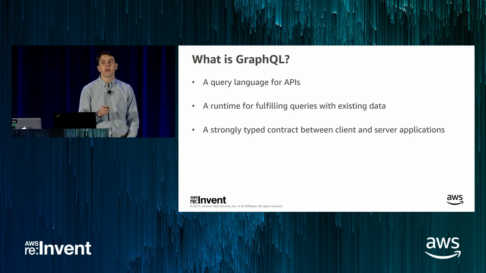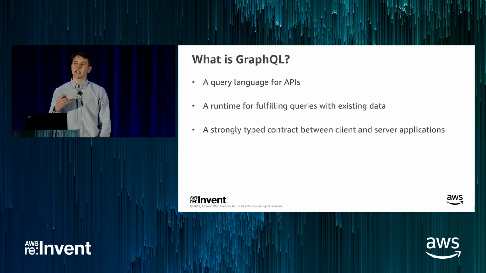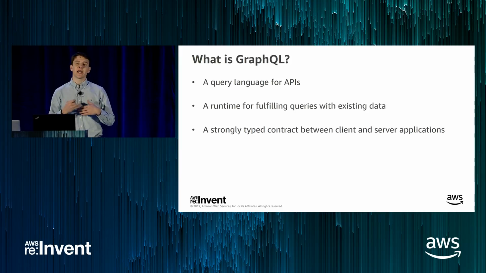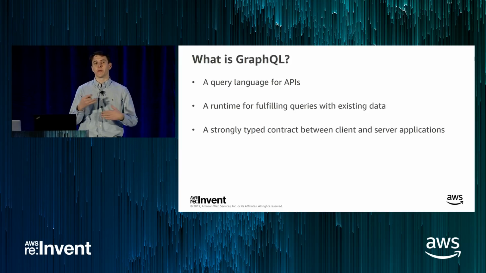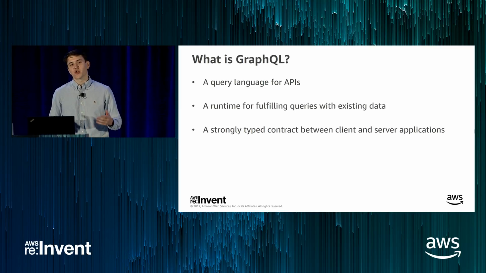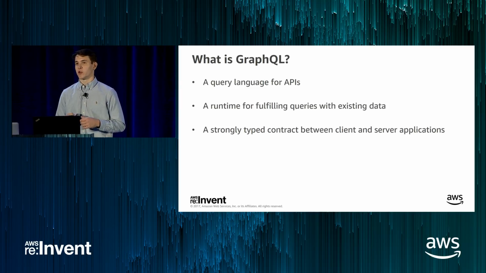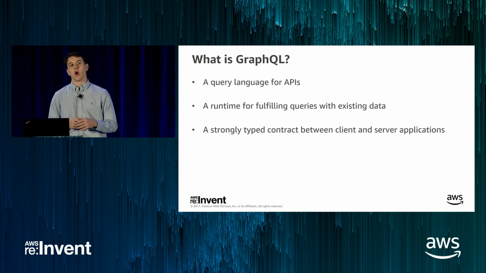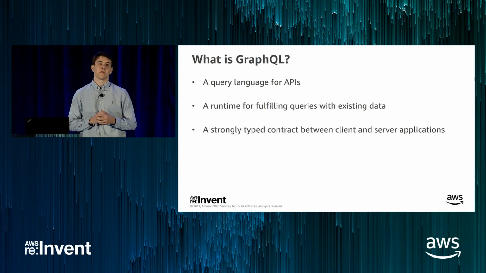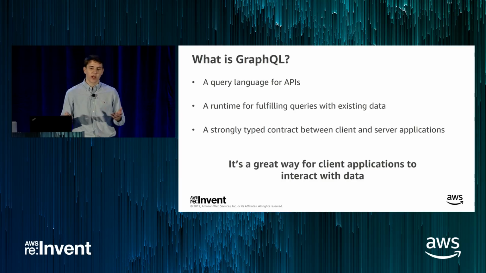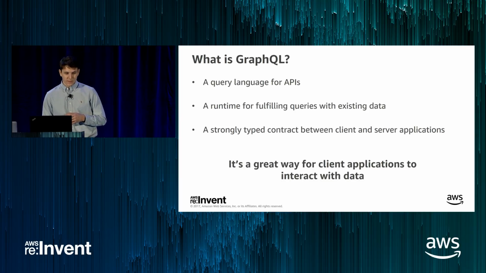This is actually a bigger point than it sounds, because it means that it can be iterative. If I already have a huge infrastructure with a lot of data everywhere, I can add GraphQL on top of it and start building modern applications on top of legacy systems. And lastly, it's a strongly typed contract between the client and the server. And this is also a huge deal, because as we just mentioned, we have all of these devices and all of these clients across all these different form factors, and you want to have a consistent language for speaking with them. So, in short, it's a great way for client applications to interact with data.